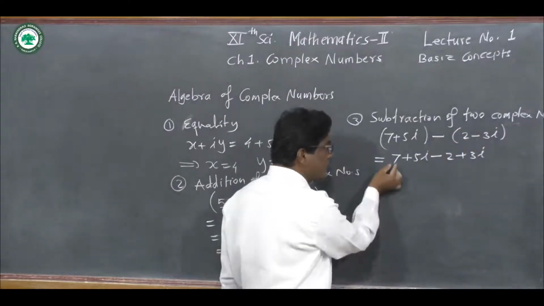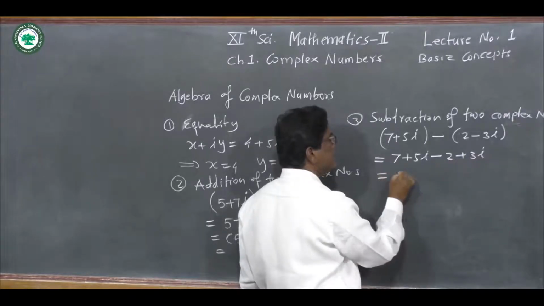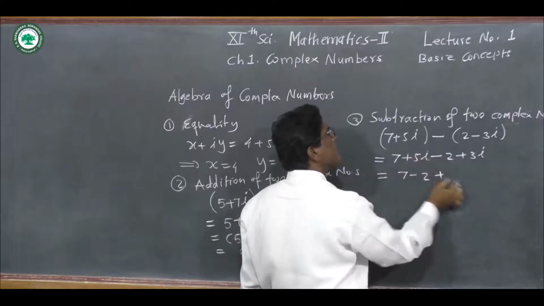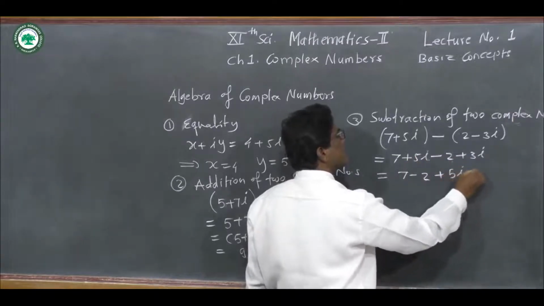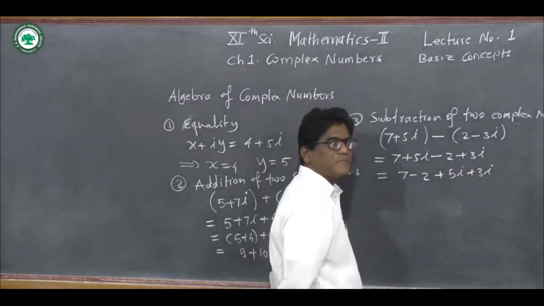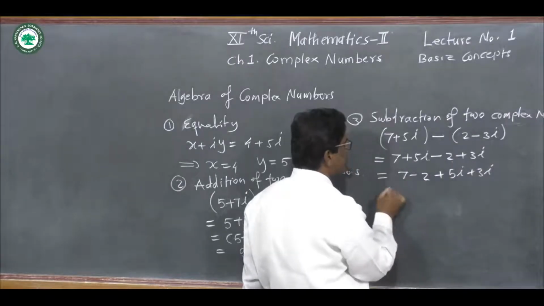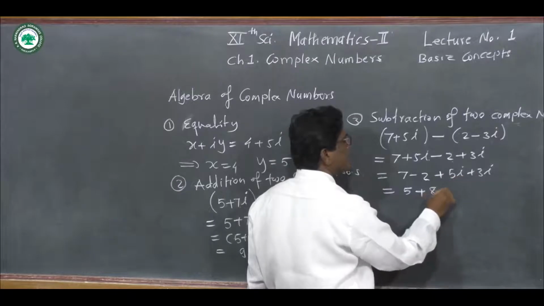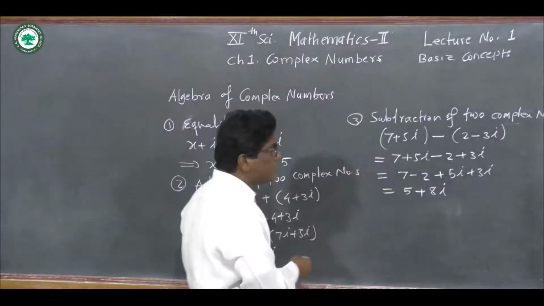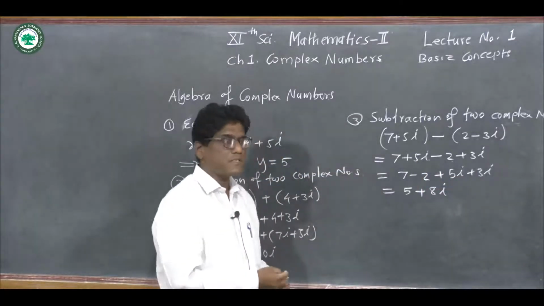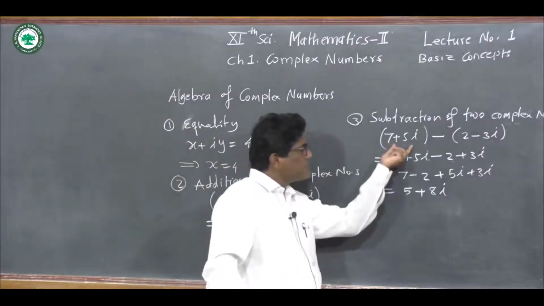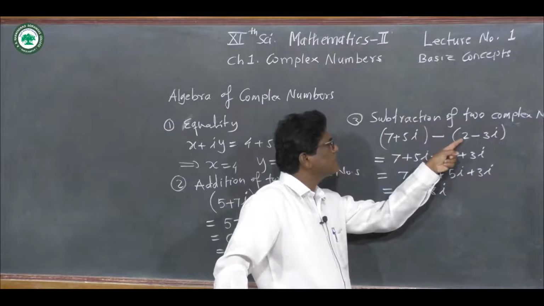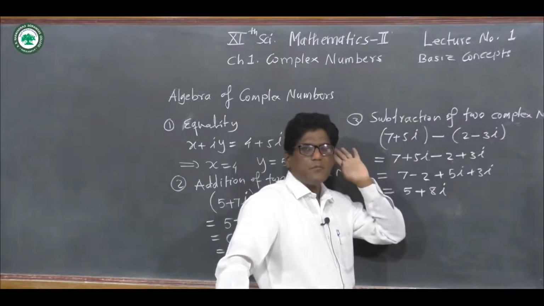Now collect the real part, that is 7 minus 2, and then plus 5i and plus 3i. So 7 minus 2 is equal to 5, plus 5i plus 3i is equal to 8i. So in this way we take the subtraction of two complex numbers. It means if we want to take the subtraction of two complex numbers, then take the subtraction of the real parts and the subtraction of the imaginary parts.